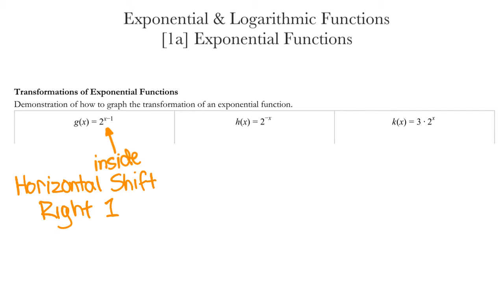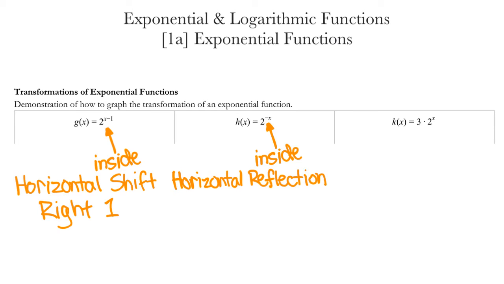For the function h of x, I notice that x is negative, which is also on the inside of the function. So that negative sign affects all of the x values. It makes every positive x negative and every negative x positive. So it's a horizontal reflection, meaning it's reflected over the y-axis.